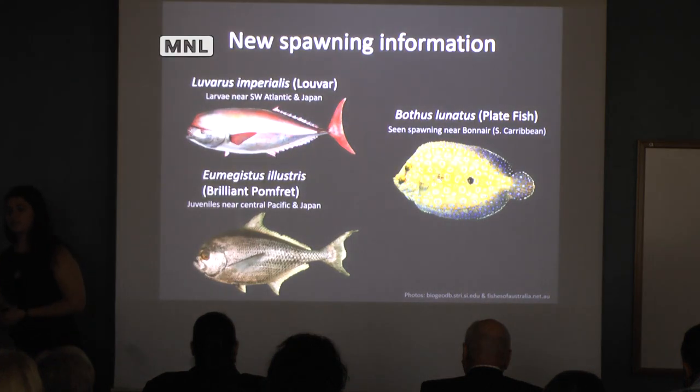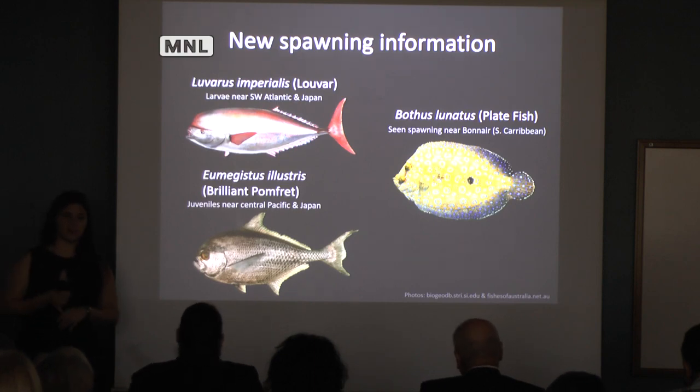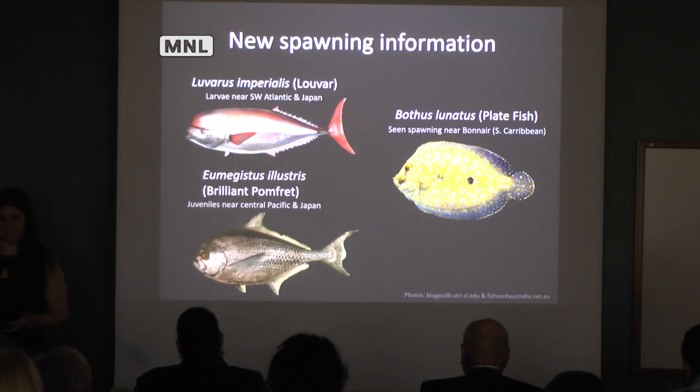In particular, for the second study, we saw luvar eggs, and the only place they had seen luvar spawning before is when they looked at larvae near the Southwest Atlantic and also near Japan. So that is nowhere near here, and we're seeing a new spawning location for these fish. They're also kind of goofy looking. And then we also saw platefish spawning activity. So previously they had only seen the fish spawning near Bonaire in the South Caribbean, and so now we're seeing them more in the North Caribbean.